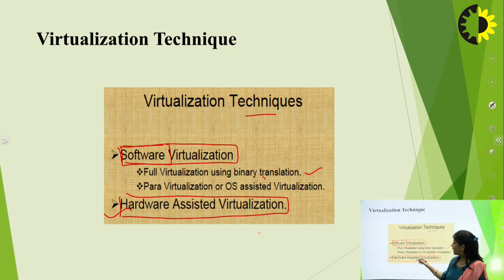We have two techniques, software and hardware assisted virtualization. In software virtualization, two techniques are there, full and para virtualization. Full virtualization means all the processor instructions and all the memory instructions. As we know, we have different processor instructions like control sensitive instructions, behavior sensitive instructions, and data transfer instructions.